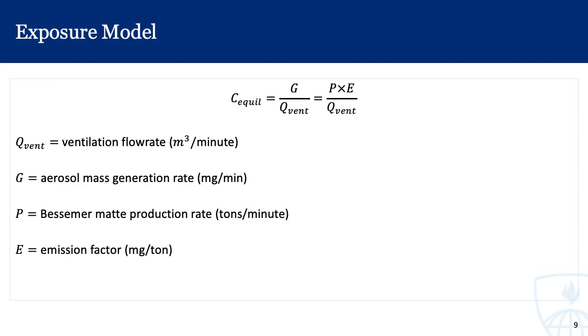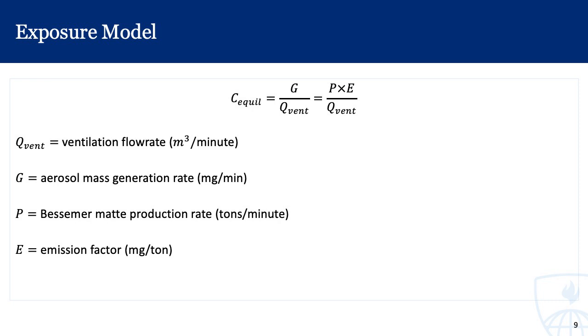So in this example, we're going to use this simple model that we are all very familiar with, the well-mixed room model, and also the steady state or equilibrium version of that model. So the equilibrium concentration is given very simply as the generation rate, or in this case, the aerosol mass generation rate, G, divided by the ventilation flow rate, Q.